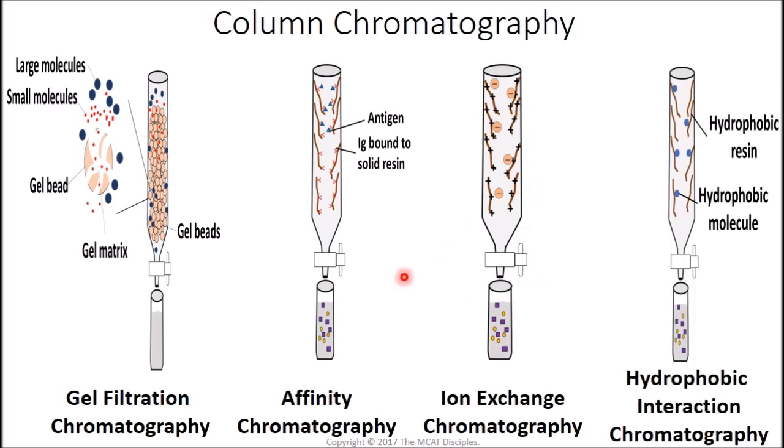And then you have hydrophobic interaction chromatography, where the column is hydrophobic. And so hydrophobic molecules, via the hydrophobic effect, will move more slowly through this column than hydrophilic compounds. And it'll separate on that basis, on the basis of hydrophobicity. Hope that all makes sense. I've gone through it before, and this is just a review.